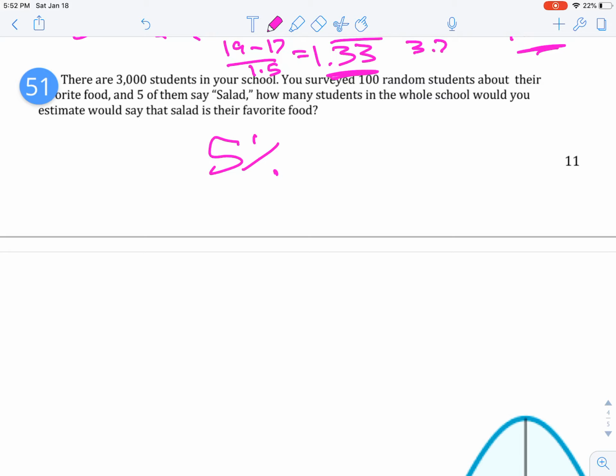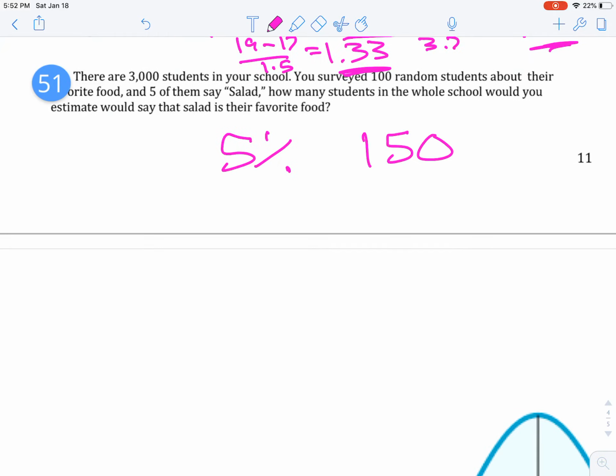But there's 3,000 students, so we need to go 3,000 times 0.05, which is 150 students. Okay, that's through 51. Now I gotta find 52.